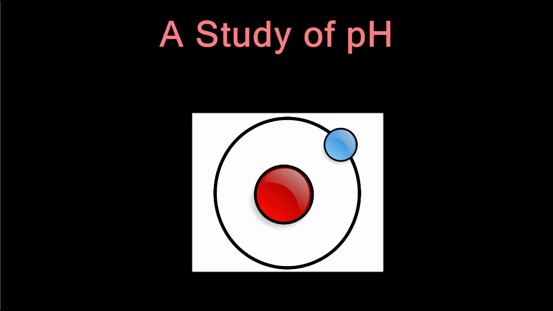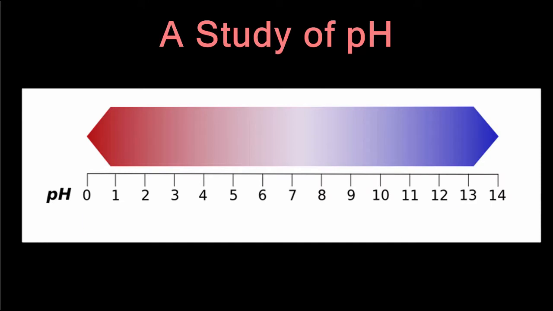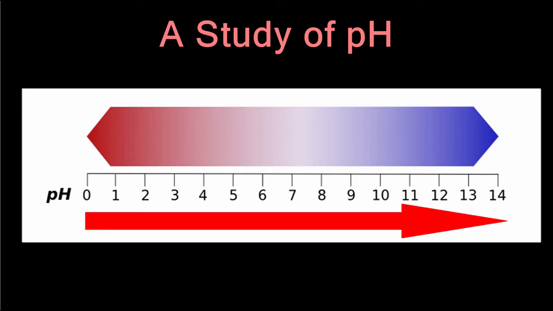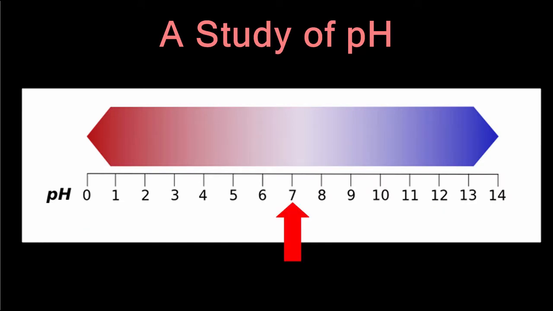pH measures the concentration of hydrogen ions in a solution. The H in pH stands for hydrogen. The pH scale goes from 0 to 14. 7 is in the middle of the scale and represents a solution that is neutral.